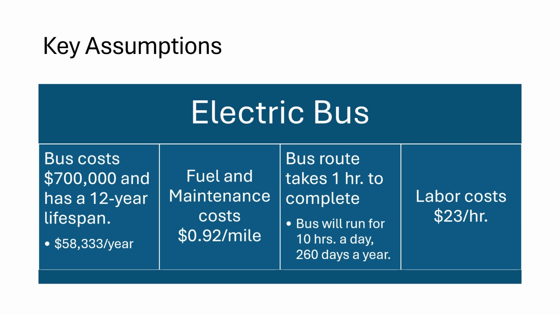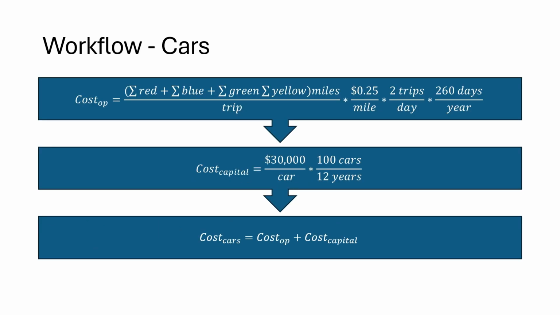Now that we understand the key assumptions for our scenario, let's go over the workflow for how we will calculate the annual cost for the car, the diesel bus, and the electric bus. To calculate the total annual cost for the cars, we will start by finding the annual operational cost. First, we'll find the total sum of distance traveled by all workers in one trip measured in miles. Then we multiply that value by 25 cents per mile for fuel and maintenance. Then we multiply that by 2 trips per day for 260 days per year to find the operational cost per year.